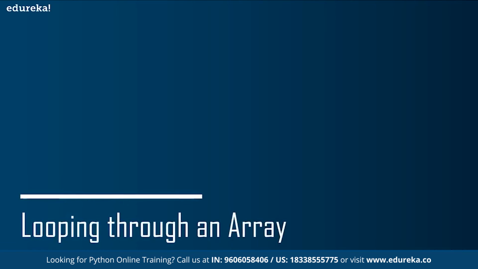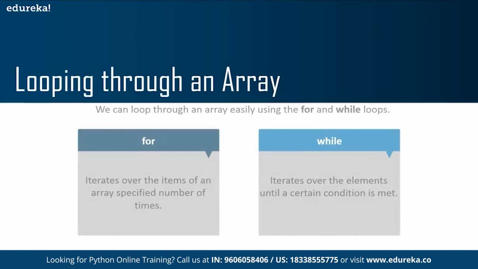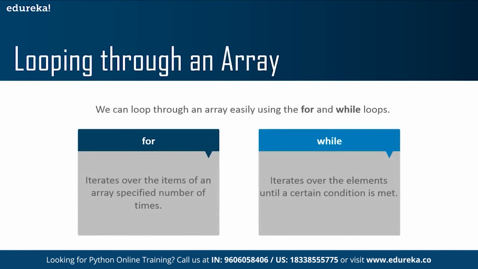Now let's get back to our presentation and perform the last operation of this session, which is looping through an array. You all might be familiar with these two loops, which is the for and the while loops. The for loop iterates over the items of an array specified number of times, whereas the while loop iterates until some condition is met or some condition is true.